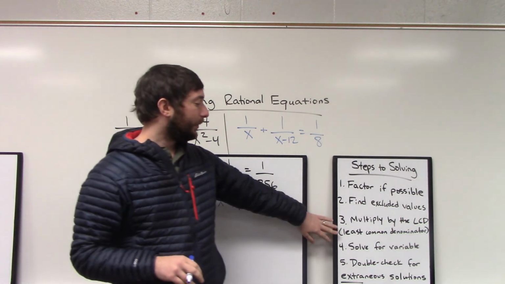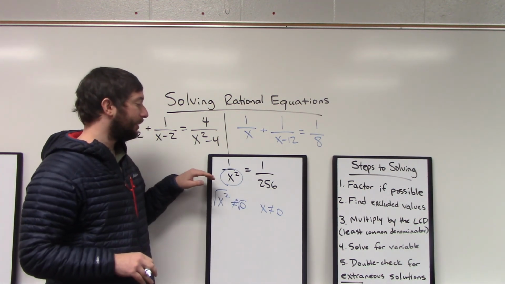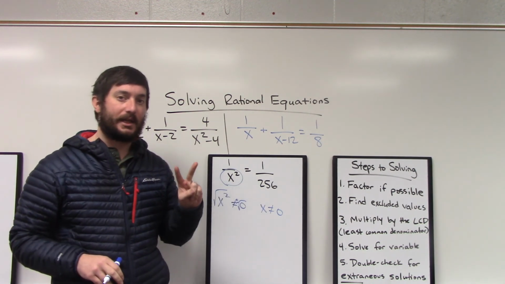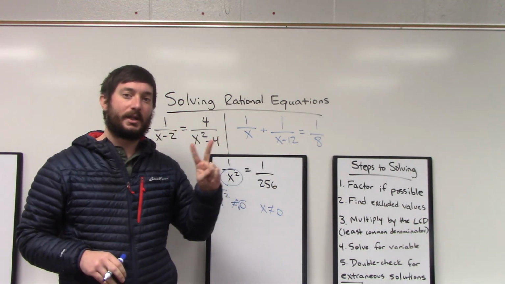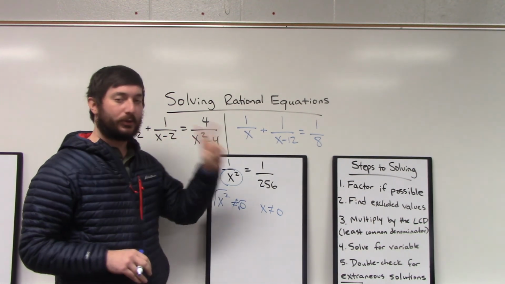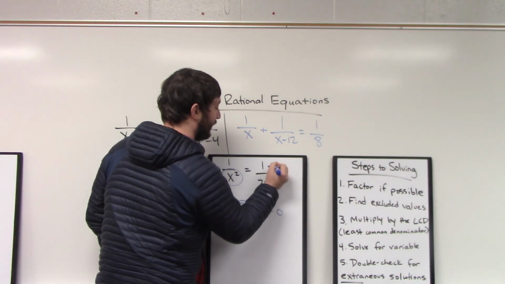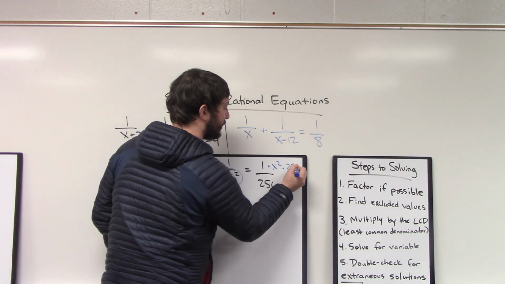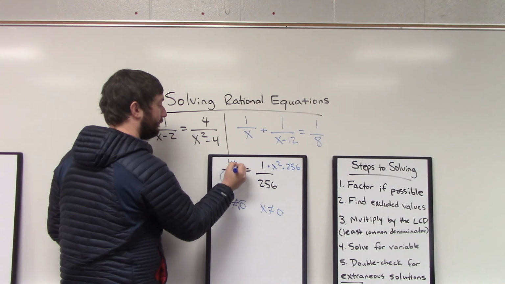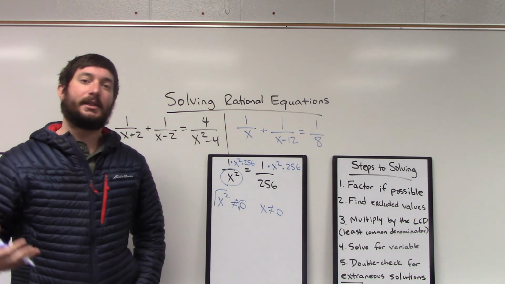Step 3, we're going to want to multiply by what's called the least common denominator. So what I want you to do here is take a look at our denominators. Notice that there are two different types, right? One is an x squared, one is a 256. Since we have two types of denominators, we're going to multiply both to our numerators. I'm going to multiply this by x squared and 256, not only on the right side, but also the left side.